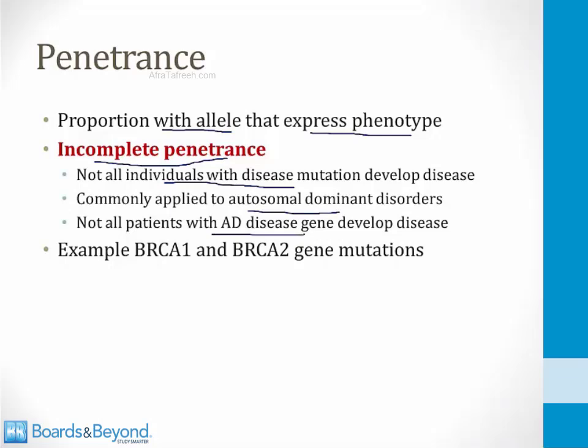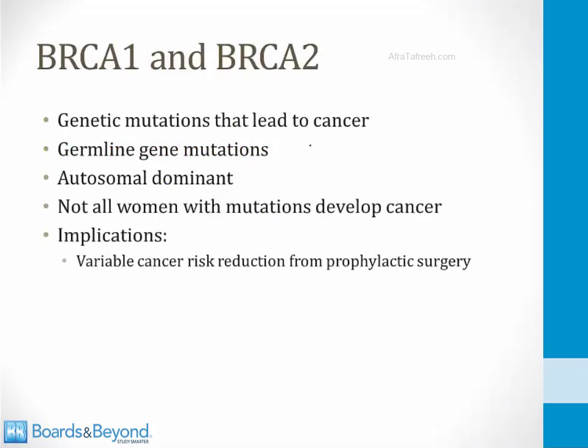A classic example of genetic mutations that display incomplete penetrance are the BRCA1 and BRCA2 gene mutations. BRCA1 and BRCA2 are genetic mutations that lead to breast cancer. They are germline gene mutations and they are autosomal dominant. However, many women born with these mutations do not develop cancer, and this has important implications because although women that have these gene mutations are at increased risk, they may not develop breast cancer. Therefore, if you are going to apply a cancer risk reduction strategy like prophylactic breast surgery, you don't know whether or not it'll benefit the patient since they may not develop cancer, because these gene mutations display incomplete penetrance.